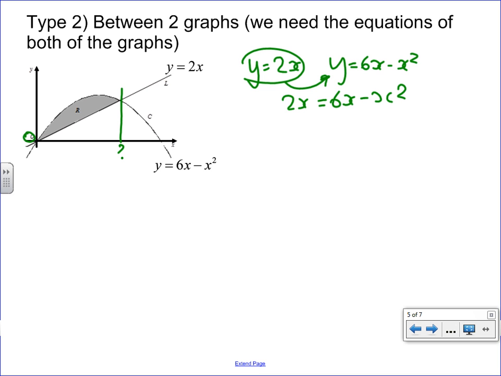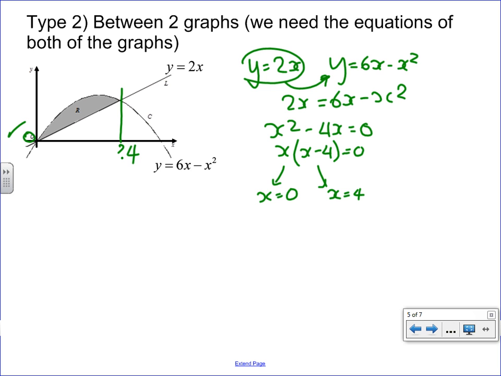Which, if my brain would function, minus 4x is 0? Yes, I agree with that. So x minus 4 is 0, so x is 0, which we've got, and x is 4, which must be this point here. Right, top curve is the curvy one, which is this equation, and the bottom line is this one, which is that equation.